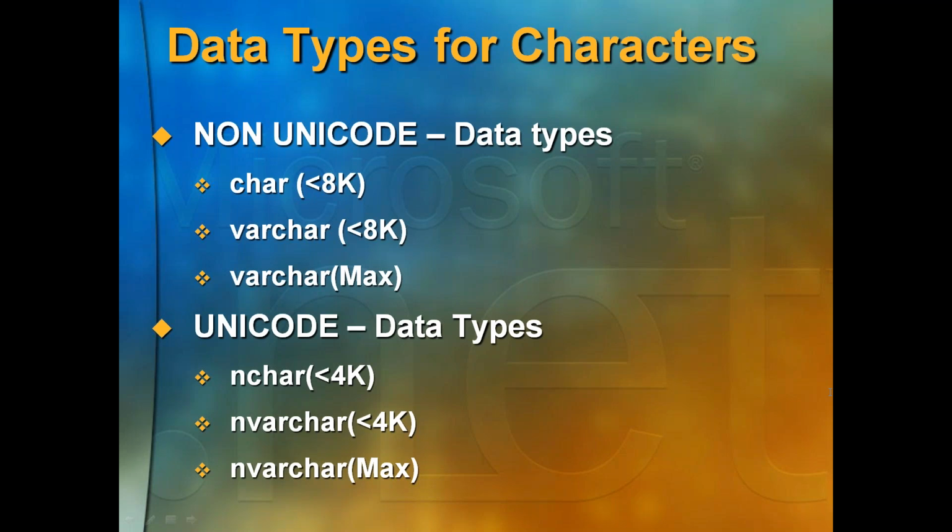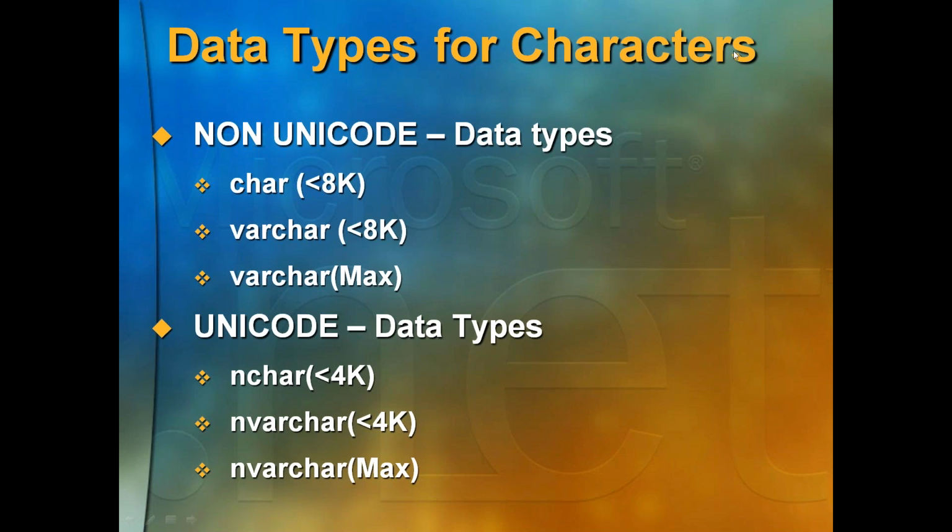It is not 400 bytes, it is 4000 bytes. 4K means 4000. 4000 into each character, and each character is 2 bytes. So 4000 into 2 bytes will be 8000 bytes, 8 KB. Each character will take 2 bytes, and 4000 characters I can store maximum.